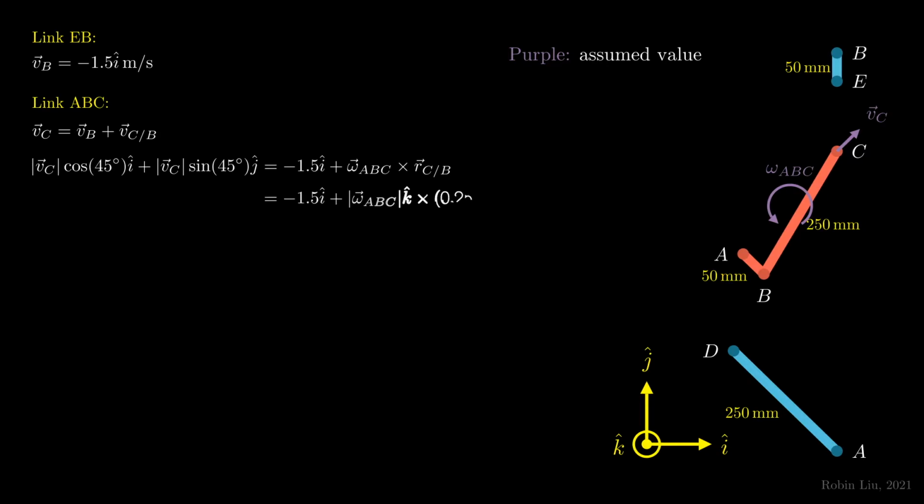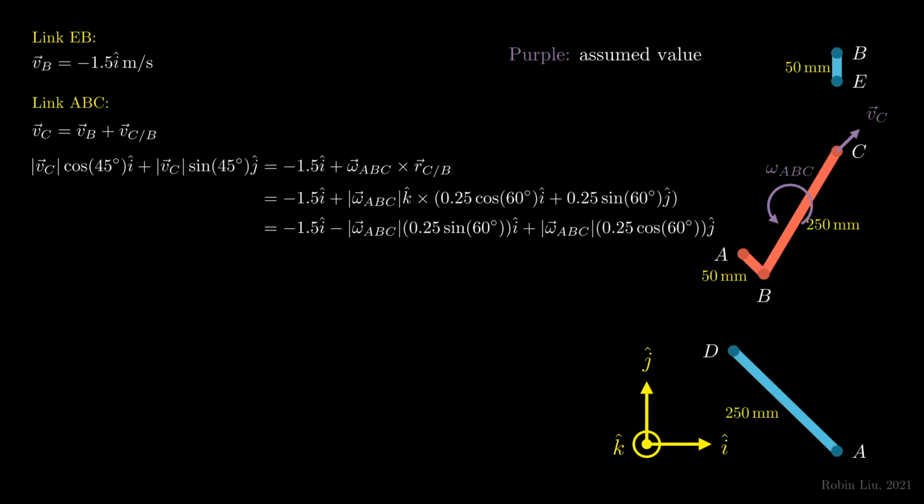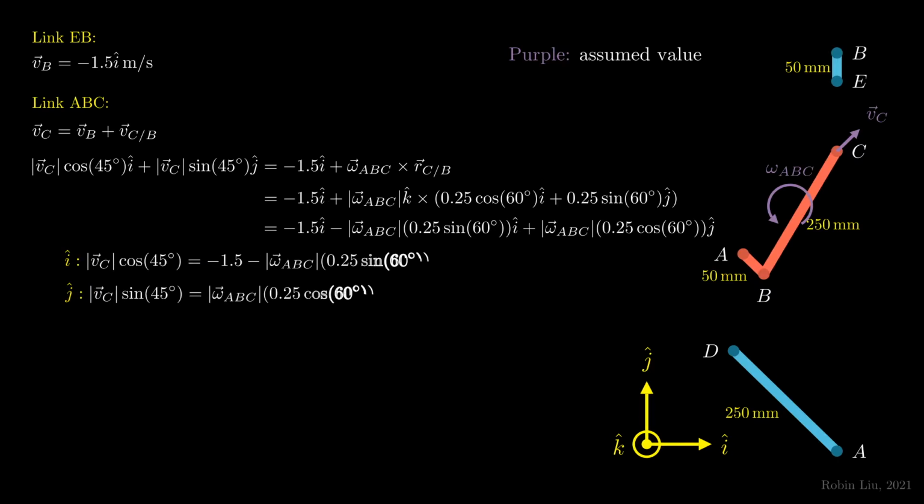We can also write omega ABC as its magnitude times k hat, following our assumption that omega is in the positive k direction. After expanding this equation out, we can gather terms in i and j separately. This gives us two equations for two unknowns. Solving this system tells us that the magnitude of VC is negative 0.776 meters per second, and the magnitude of omega is negative 4.39 radians per second.